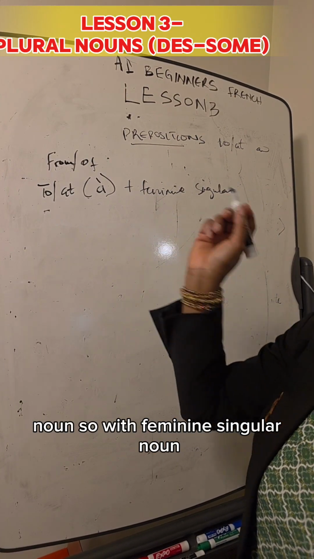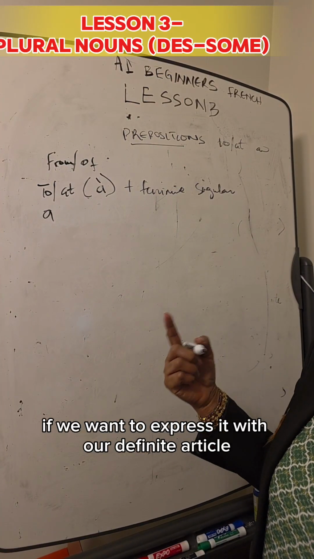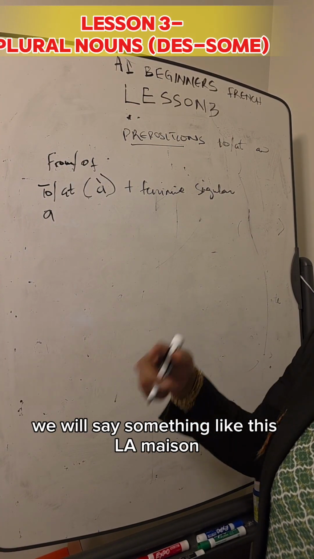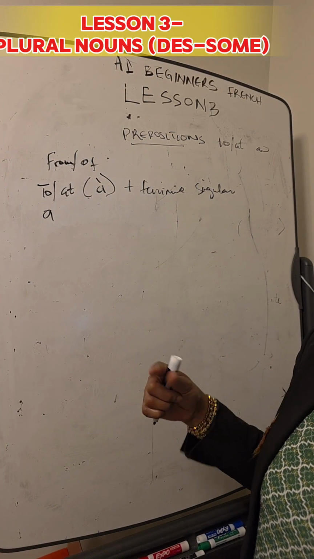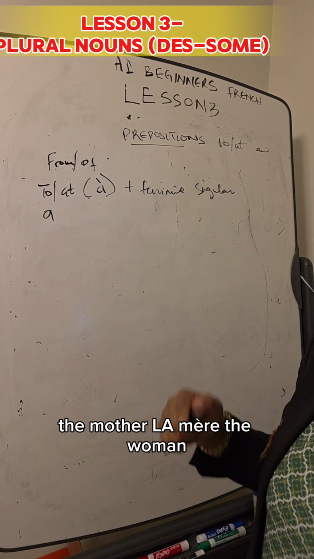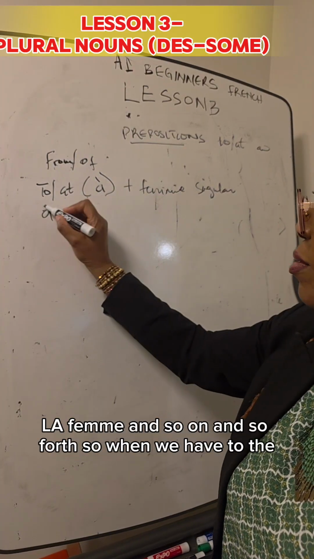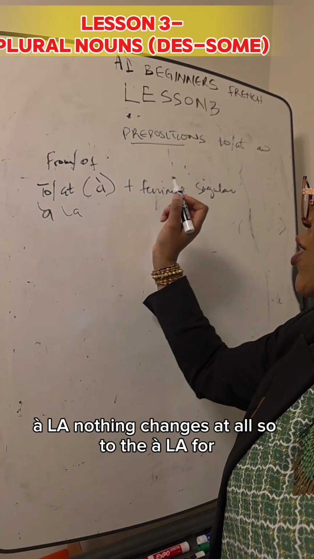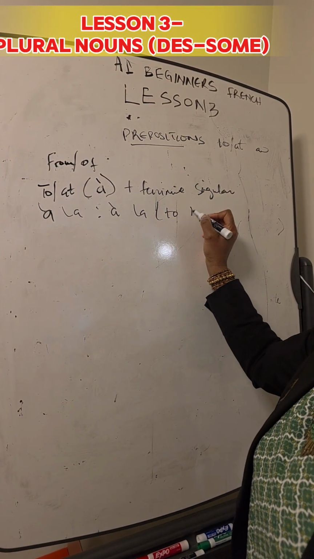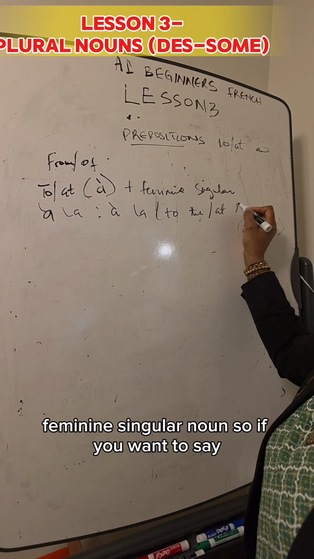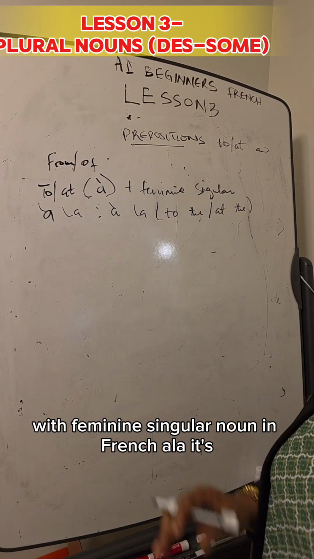noun. So with feminine singular noun, remember that our singular noun in French, if we want to express it with our definite article, we will say something like this: la maison, la robe, which means the dress, the girl, la fille, the mother, la mère, the woman, la femme, and so on and so forth. So when we have to the, a, la, nothing changes at all. So to the, a la, for feminine singular noun. So if you want to say at the or to the with feminine singular noun in French, a la, it's okay to go.